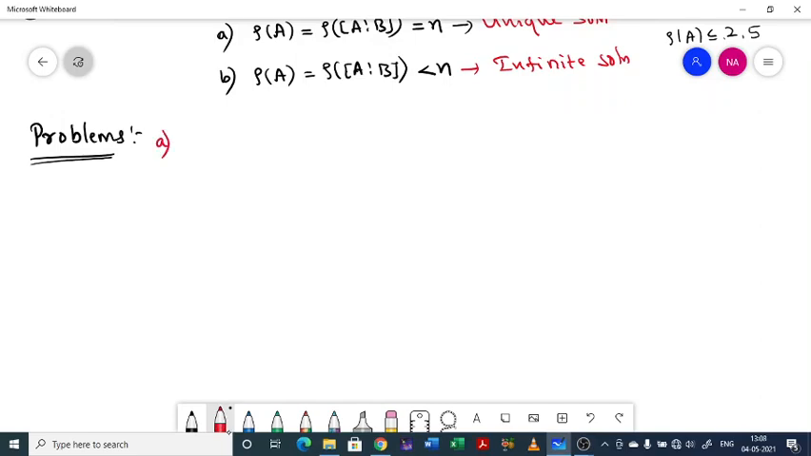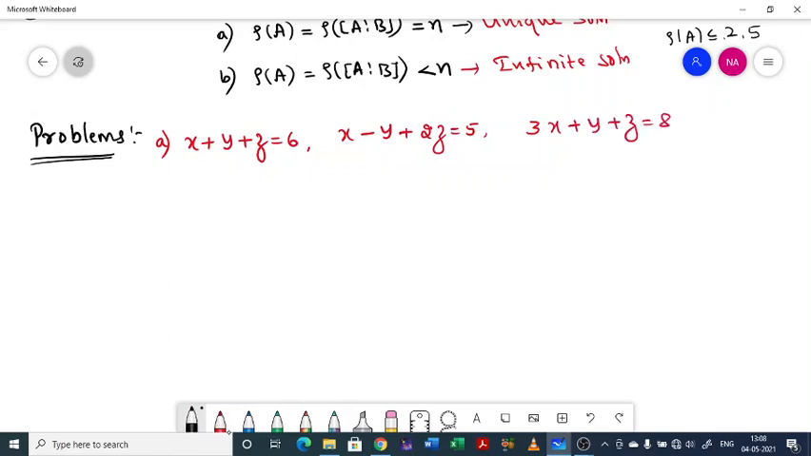I'll write the equations and go on solving them. So first one: x plus y plus z equal to 6, x minus y plus 2z equal to 5, 3x plus y plus z equal to 8. Solution. See here, system of equations will be given. We have to write that in matrix form, then reduce that to echelon form to find the rank, then compare that rank to get information about consistency.